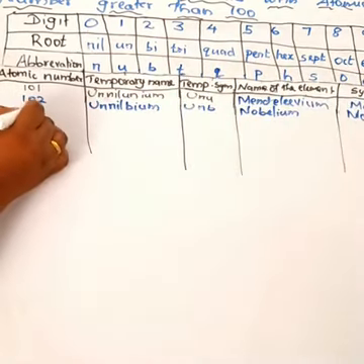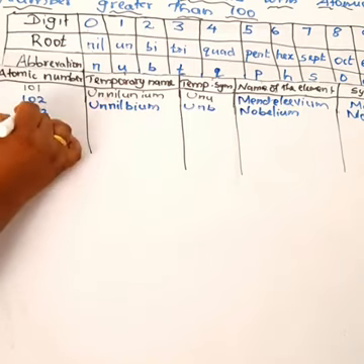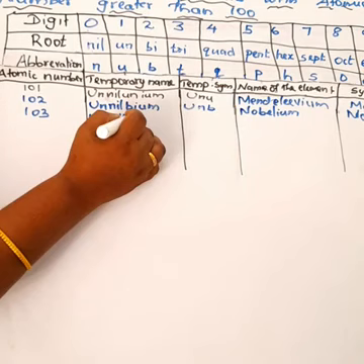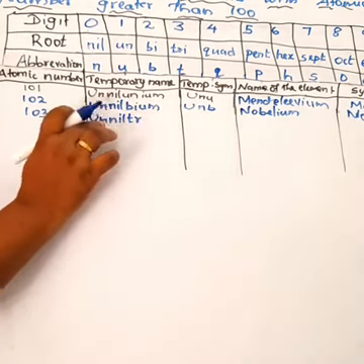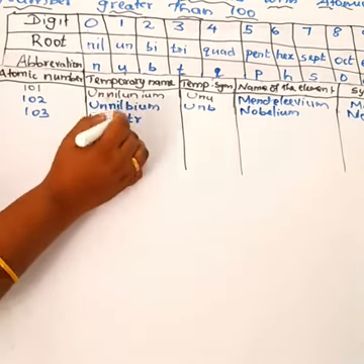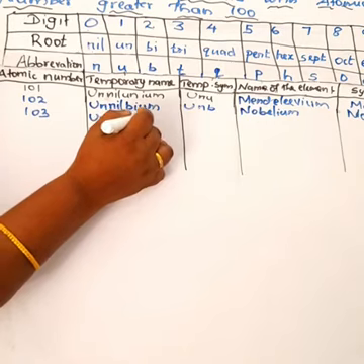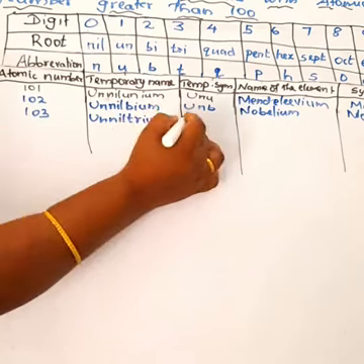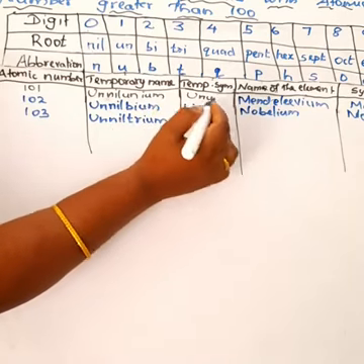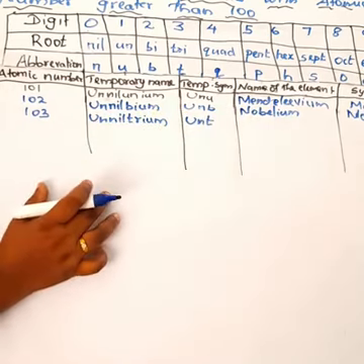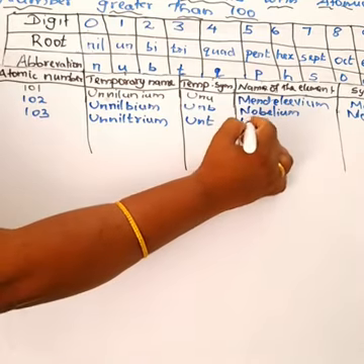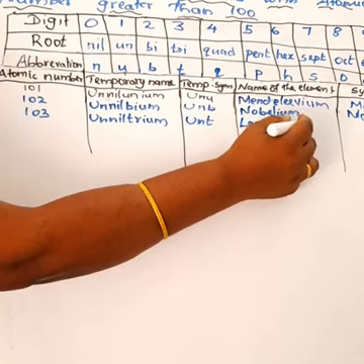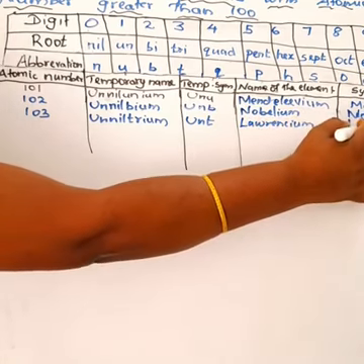And 103. What is the temporary name? Un for 1, nil for 0, and tri for 3. After that, ium is the suffix, and the i we can omit from the tri. So what is the temporary symbol? U for un, N for nil, and T for tri. 103, what is the element name? Lawrencium. The symbol for Lawrencium is Lr.